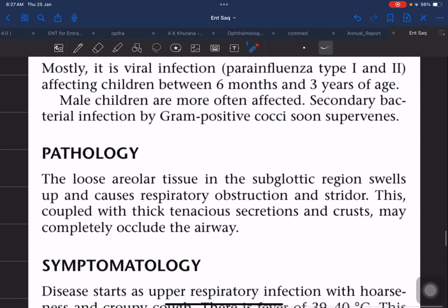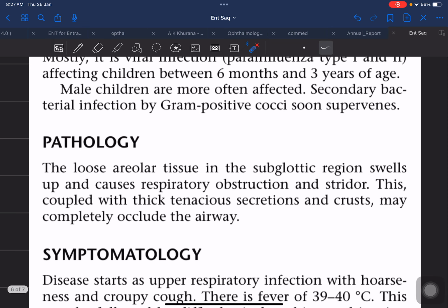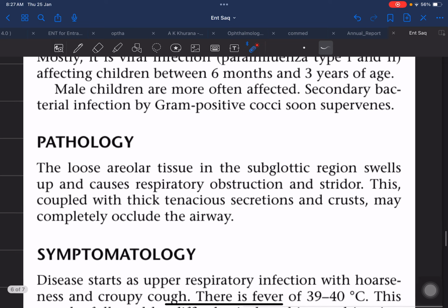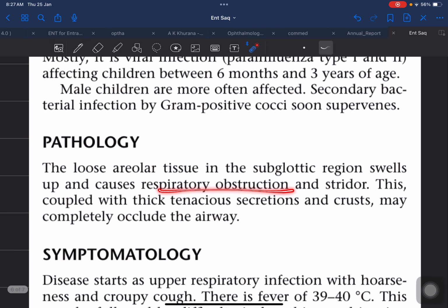Okay, now talking about pathology, we can read, but let's skip it. Okay, let's read it. The loose areolar tissue in subglottic region swells up and causes respiratory obstruction and stridor. This, coupled with thick tenacious secretion and crust, may completely occlude the airway, right? That is the pathology. That means the loose areolar tissue in subglottic region will swell up and cause respiratory obstruction and stridor, right? And thick tenacious secretion and crust in addition may completely occlude the airway.